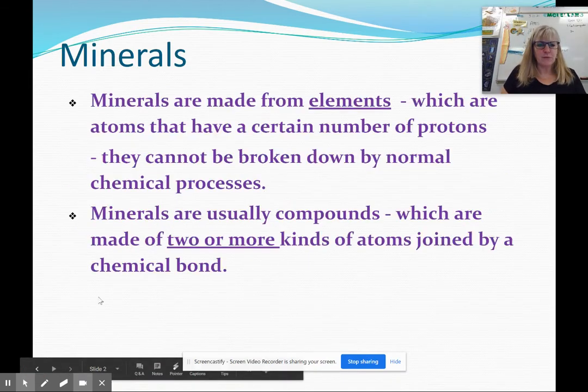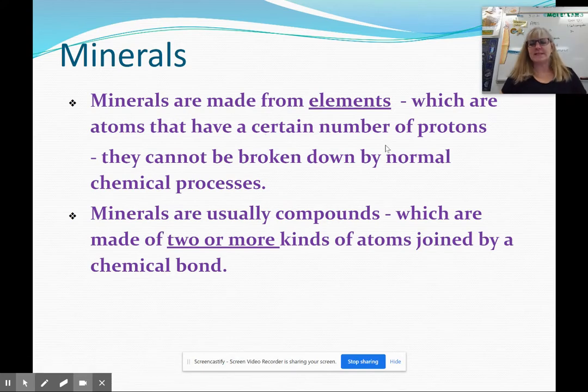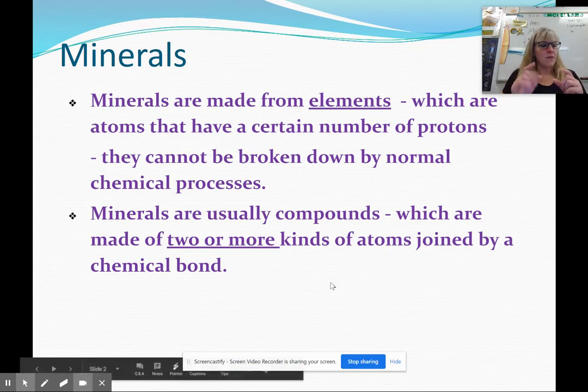Well, it seems like I've skipped one already. There we go. Minerals are made from elements. I believe you guys saw that in the video you watched. And you guys all know what elements are. They have a certain number of protons. They can't be broken down by normal chemical processes. They are basically the building blocks of all the materials that we have on Earth. And minerals are usually compounds, which means they're basically more than one kind of atom joined together in a chemical bond.